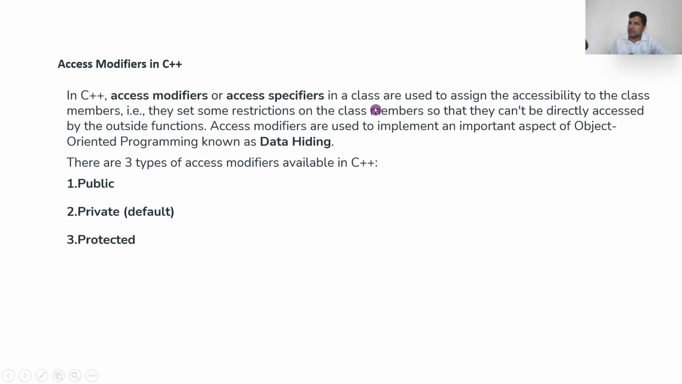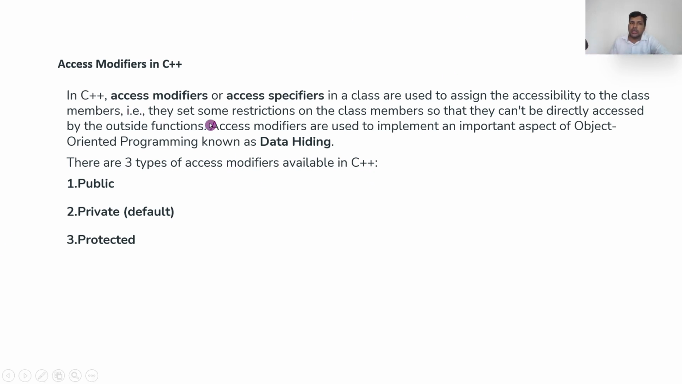In a class, they are used to assign accessibility to class members. Generally we declare access modifiers in the class. Why do we do this? To assign the accessibility to the class members, so that the members of the class can be accessed by main or other classes. Let us see how this works.